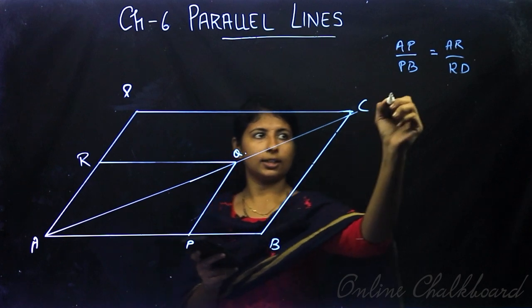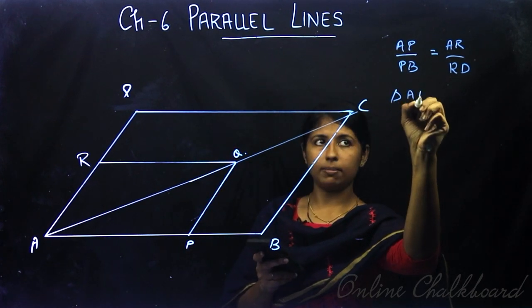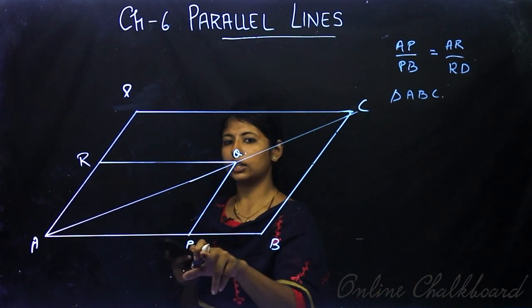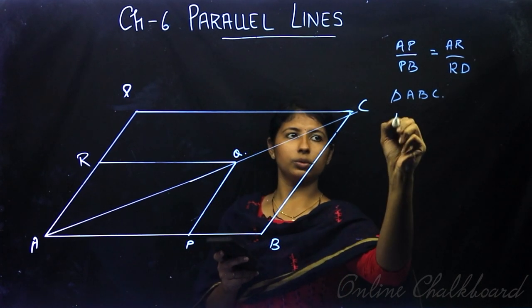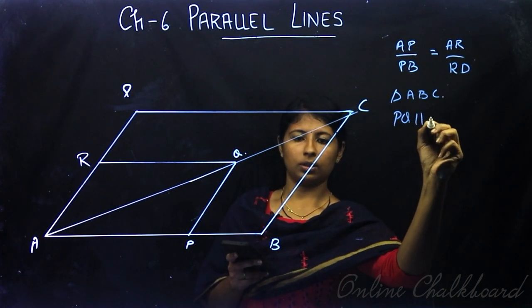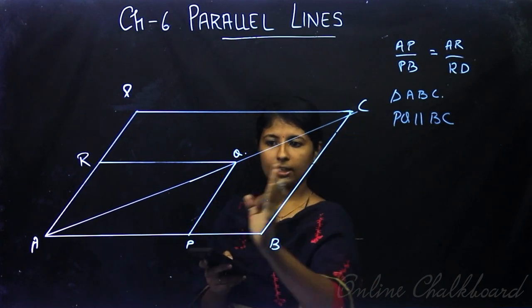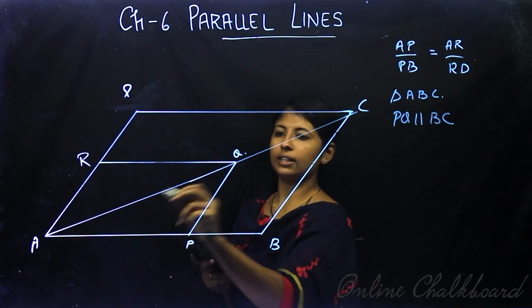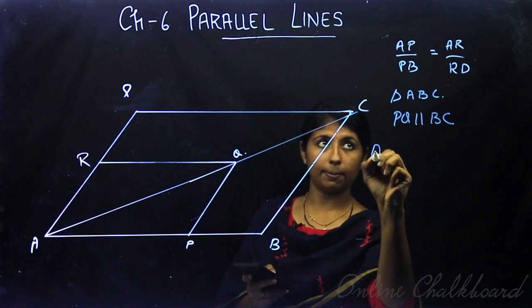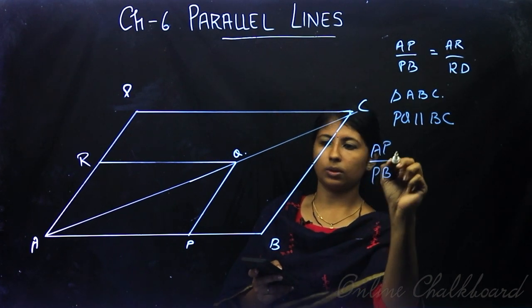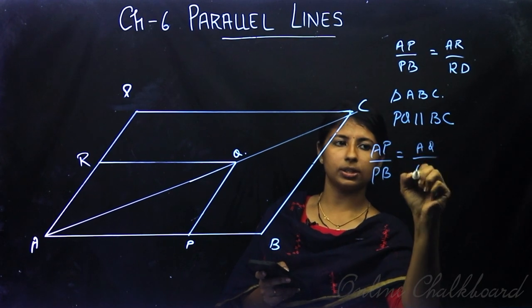First, let's consider triangle ABC. In it, PQ is parallel to BC. Then we have the two lines and a line parallel to the third side. It will divide the other two sides in the same ratio. That is AP by PB is equal to AQ by QC.